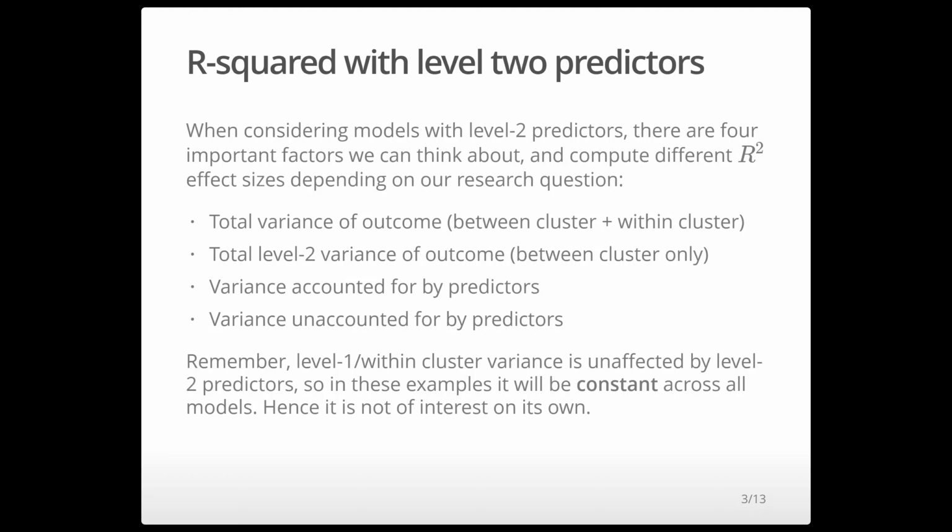Now, we're not talking about level 1 or within cluster variance because that's unaffected by level 2 predictors. It'll be a constant across any model that only includes level 2 predictors, and so it's not really of interest to us now, although it will be when we think about models that include level 1 predictors.